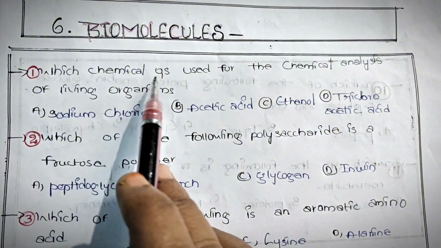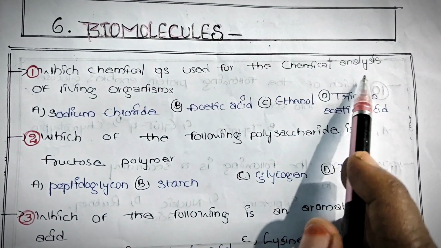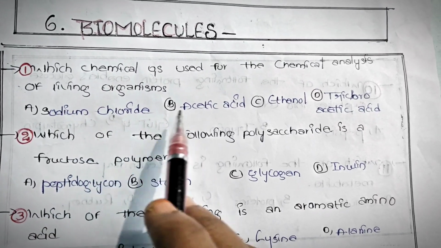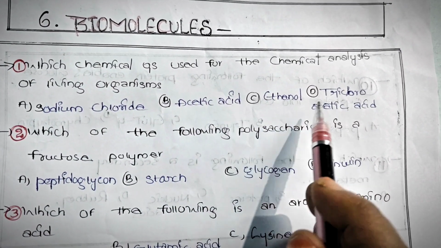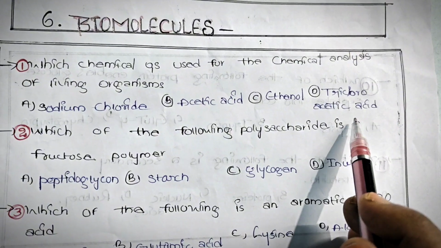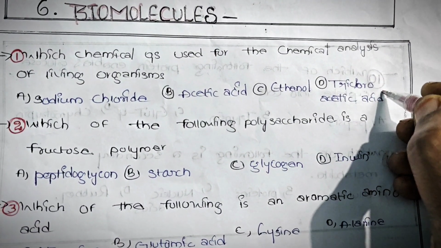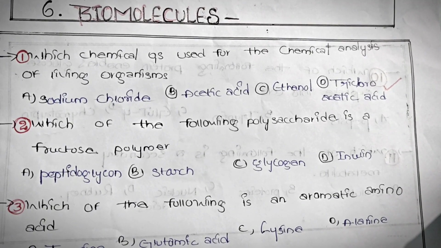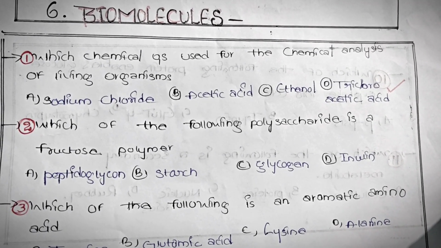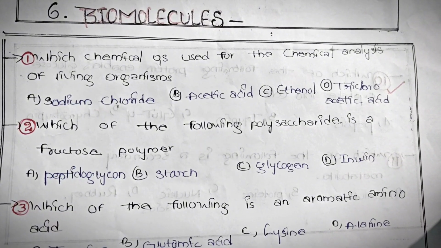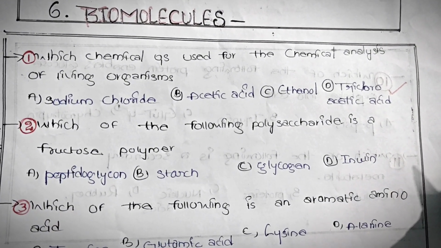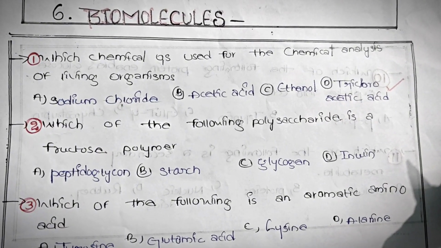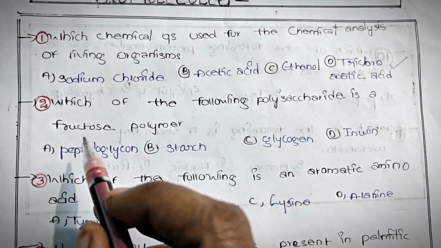Which chemical is used for the chemical analysis of living organisms? Options are sodium chloride, acetic acid, ethanol, trichloroacetic acid. For this, the correct answer is trichloroacetic acid. So, trichloroacetic acid is used in the chemical analysis of living organisms for the precipitation of proteins. Okay, so let's see the next question.